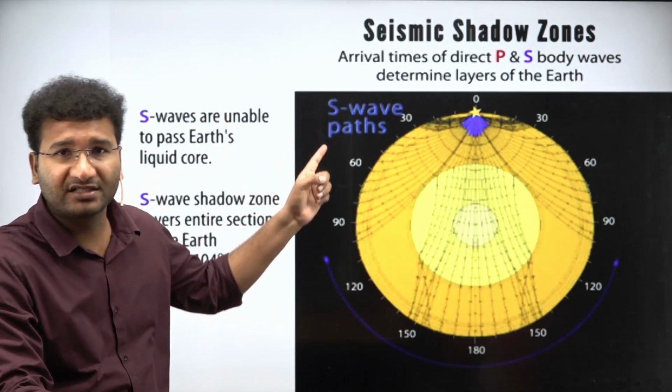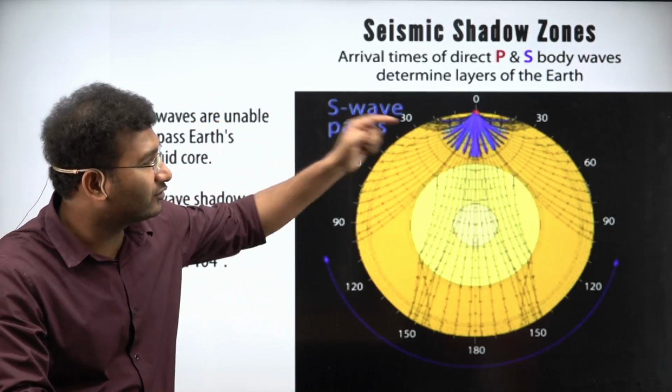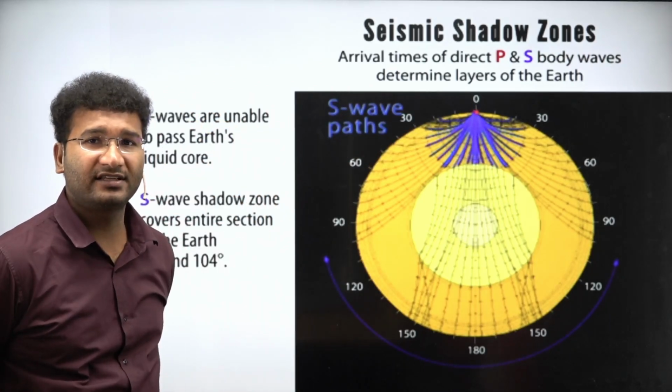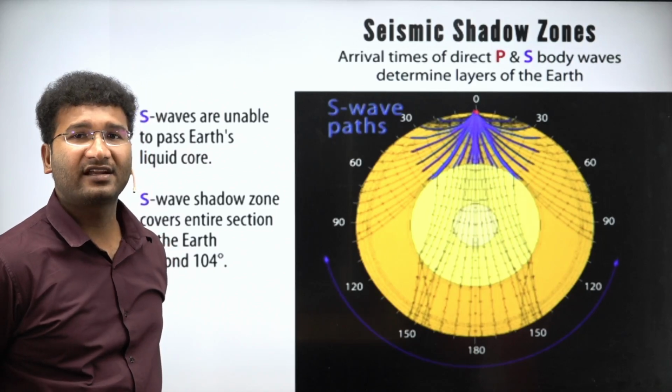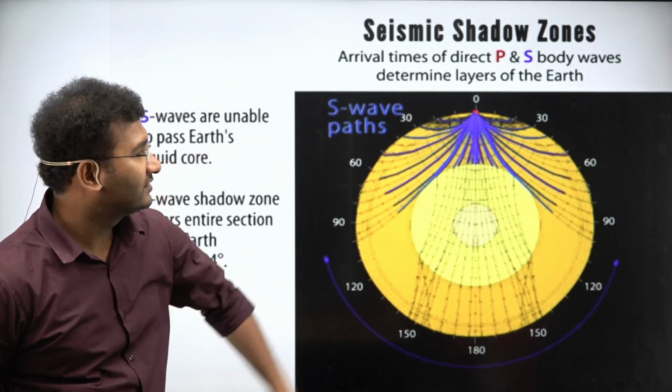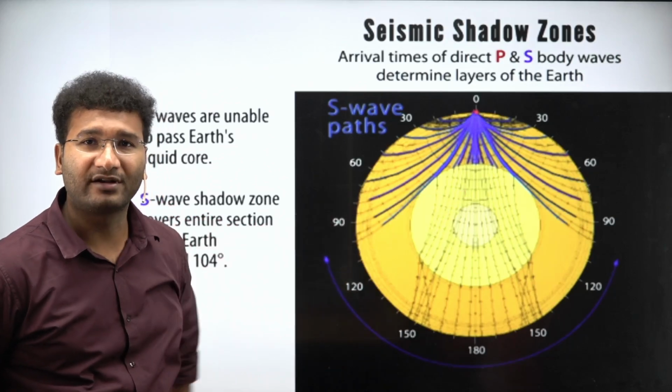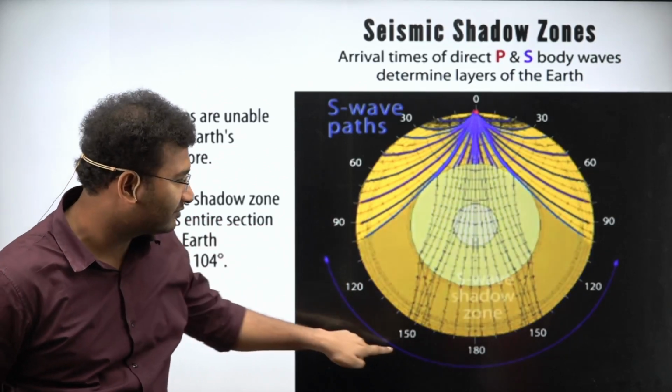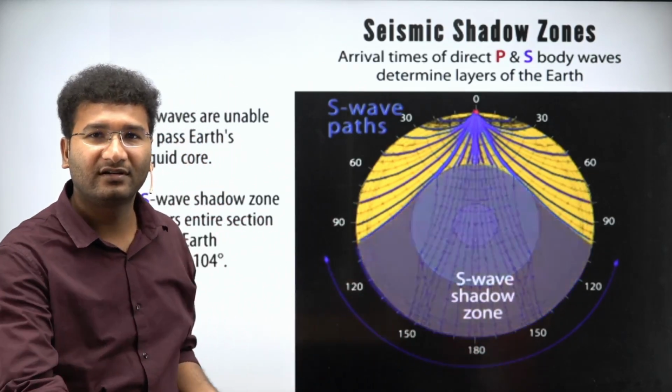Now watch the S waves. These are your S waves. You will be very surprised to see that as soon as these S waves reach a liquid layer, they are blocked, right? This liquid layer completely blocks them. That means the seismographs placed on the earth don't record them.